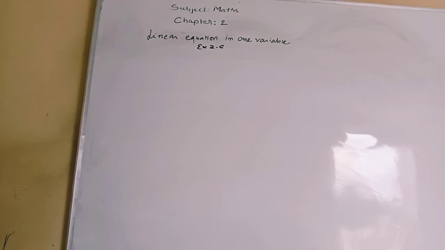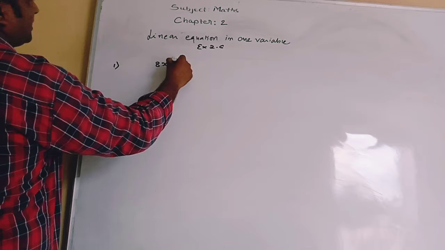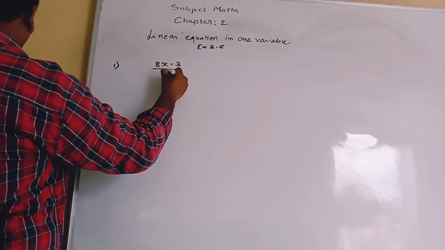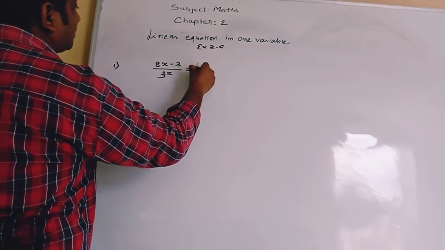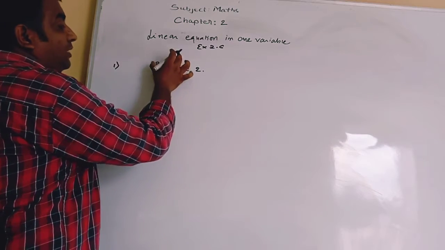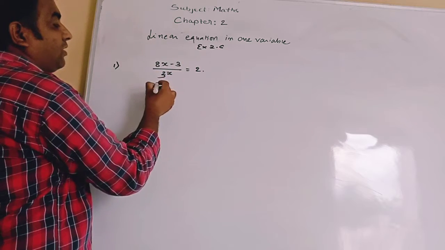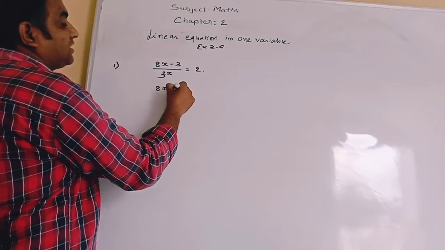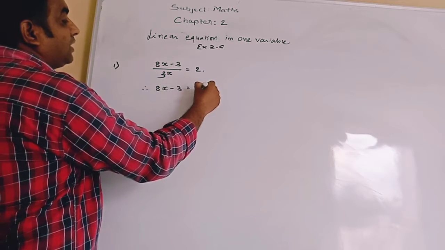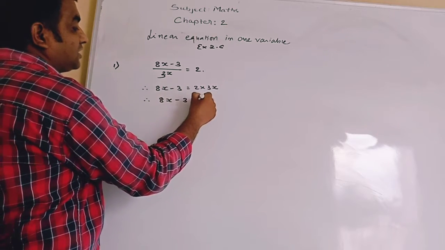So we have question 1: (8x minus 3) by 3x equals 2. Here 3x is in the denominator and the ratio format equals 2 is given. So the denominator we take to the other side, and it will be multiplied. So 8x minus 3 equals 2 multiplied by 3x, and so it will be 8x minus 3 equals 6x.